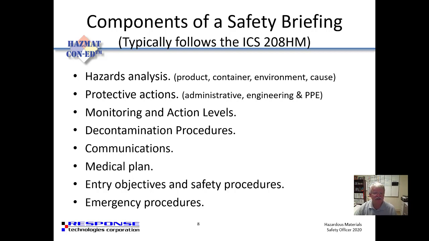What are our communications? Who's on what channel? What do our backup communications look like? And we'll talk about communications in just a couple minutes. The medical plan, entry objectives and safety procedures. What are they expected to do? What safety procedures should they follow? And should an emergency occur, what are those emergency actions? Typically those are defined by policy, such as your emergency alerting devices and where people are to go in the event of an emergency and what action should automatically be taken. That should be a policy in place as to emergency procedures on scene of a hazmat incident.